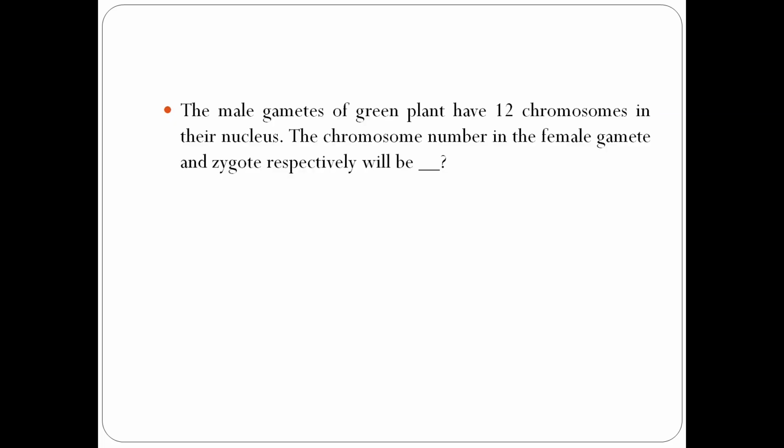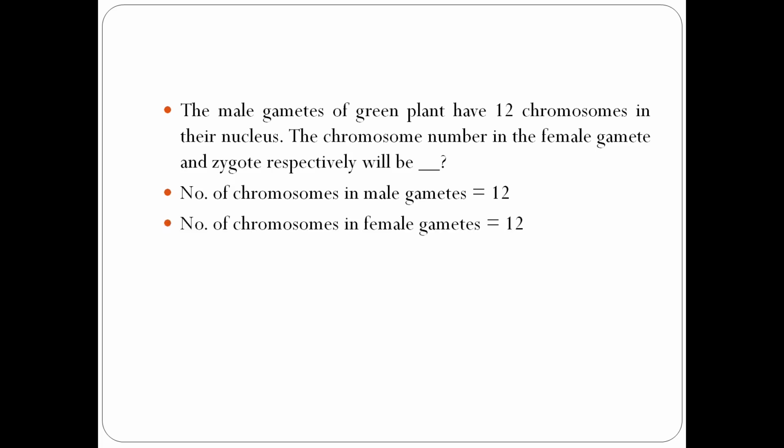The male gametes of green plant have 12 chromosomes in their nucleus. The chromosome number in the female gamete and zygote respectively will be? So the number of chromosomes in male gametes is 12. Gametes are haploid. Whether it's a male gamete or female gamete, it is haploid. So if male gamete has 12 chromosomes, female gamete will also have 12 chromosomes. Zygote is diploid. So it will be having 2 into 12, that is 24 chromosomes.